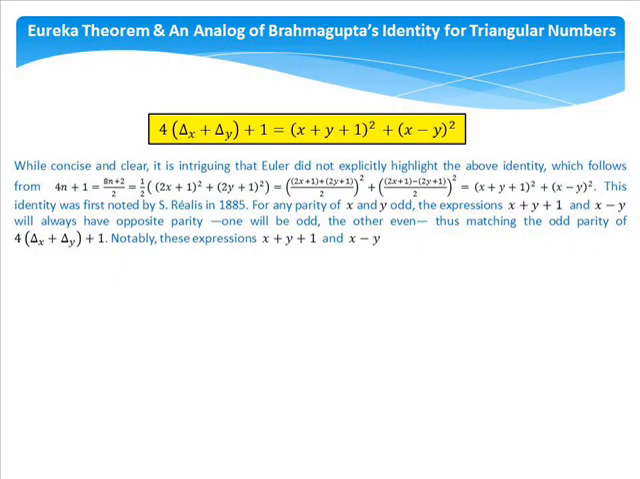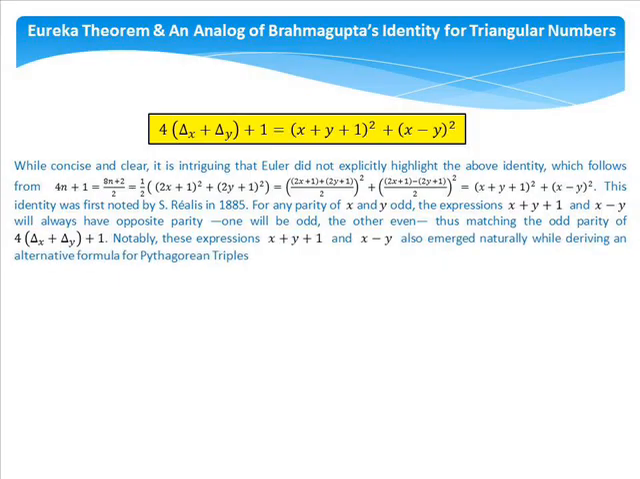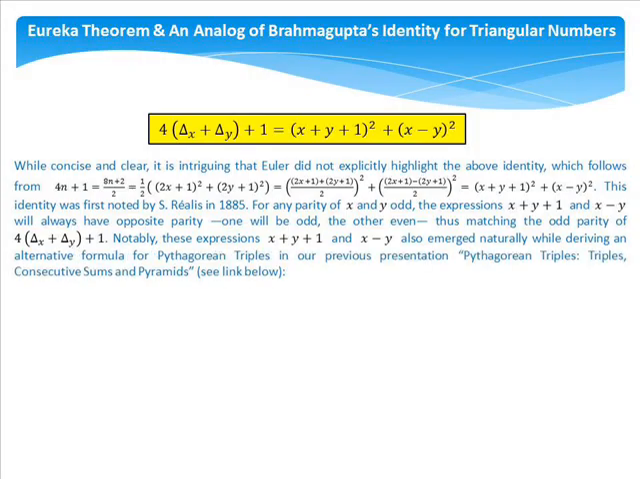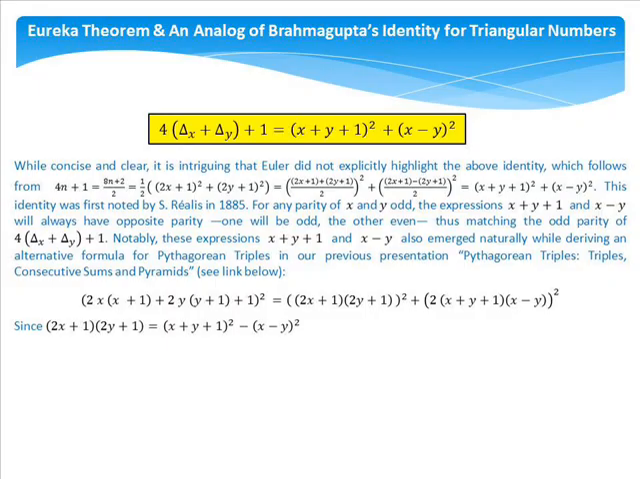Notably, these expressions also emerge naturally while deriving an alternative formula for Pythagorean triples in our previous presentation: Pythagorean triples, consecutive sums, and pyramids. Notice that in this formula for Pythagorean triples, the factors x plus y plus 1 and x minus y appear in the third square, while in the second square, 2x plus 1 times 2y plus 1 equals the difference of squares x plus y plus 1 and x minus y. This allows the formula to be naturally rewritten in a familiar form.